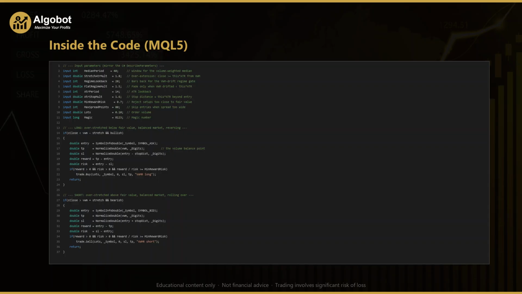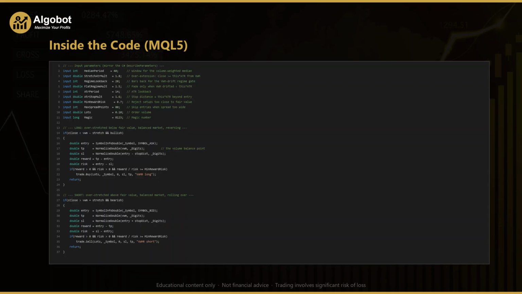The condition reads, if the closed bar's close is below the median minus the stretch and the bar is bullish. When that is true, the entry is taken at the ask. Look at how the exits are set. The take profit, TP, is simply the median value itself, the volume balance point acting as the magnet. The stop loss, SL, is entry minus the stop distance. The code then computes reward and risk and only calls trade.by when the reward-to-risk ratio meets the minimum.